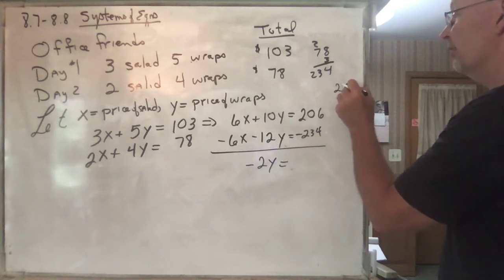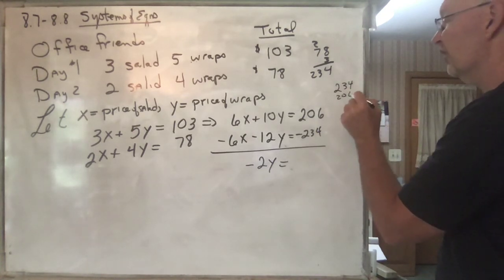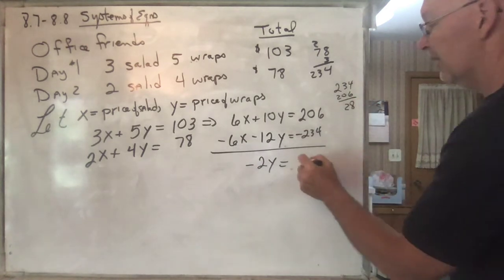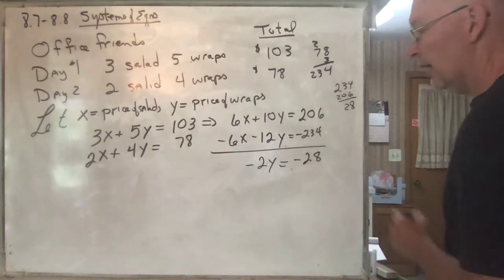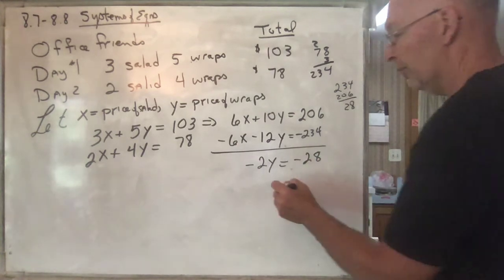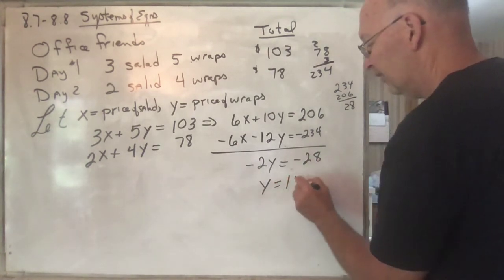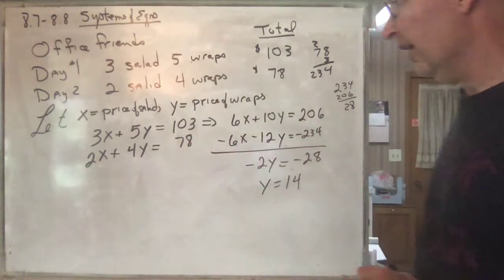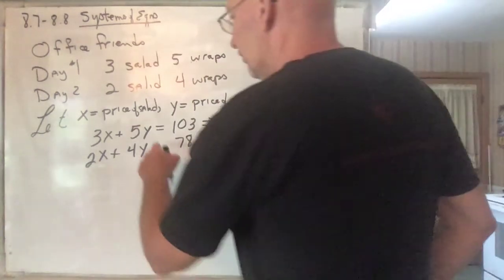The way to do that is to go 234 minus 206 is going to be 28, so it's going to be a negative 28. And now you can divide both sides by negative 2 and get y is equal to 14. Once you have y is equal to 14, you can use either one of these to find out what x is. So let's use the top one.